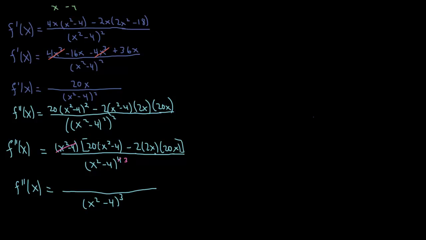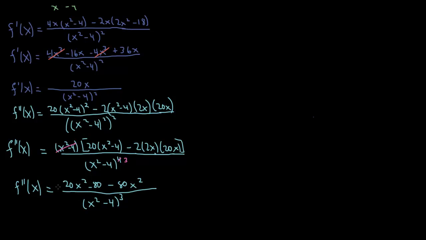All right, let's see here. That's 20x squared minus 80, distributing the 20. Minus, okay, what's going on here? That is negative 4x times 20x. So negative 4 times 20 is negative 80, and it's x and x, so minus 80x squared. 4x times 20x with a negative sign out front. Yeah. Okay.